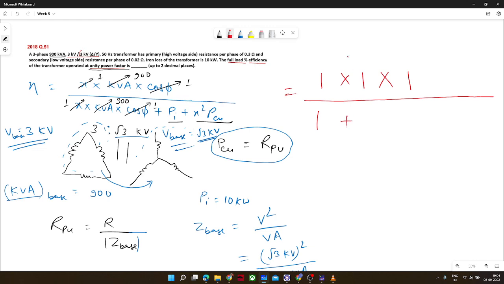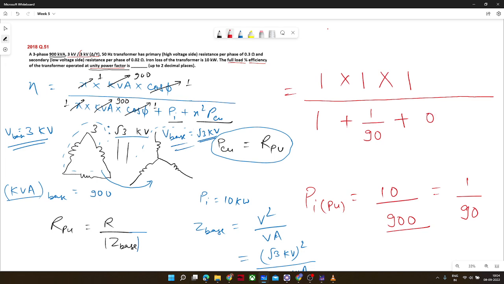Now losses. Iron loss was 10 kilowatt. So let us convert iron loss also in per unit. So PI in per unit would be 10 divided by 900 because 900 was kVA, and it will be 1 by 90. 1 by 90 plus copper loss, we just calculated 0.016. Okay, into x squared was 1, so 1 squared.